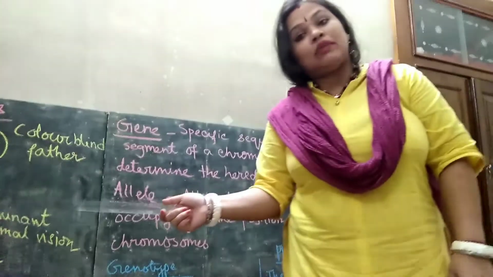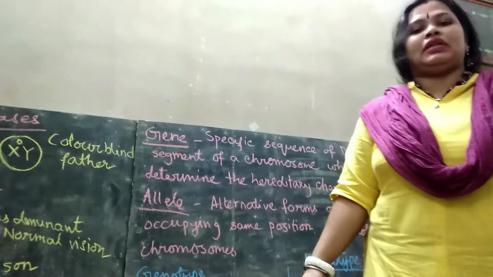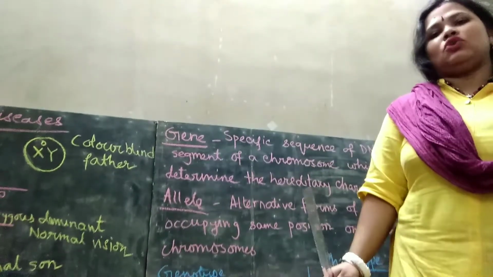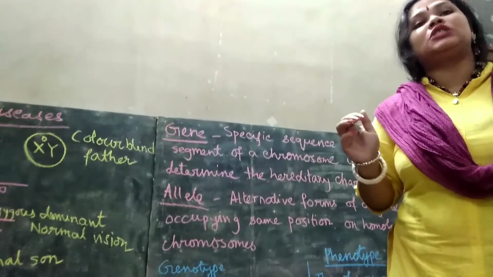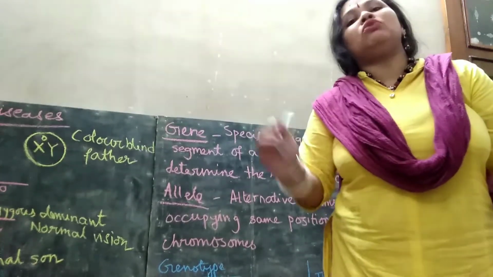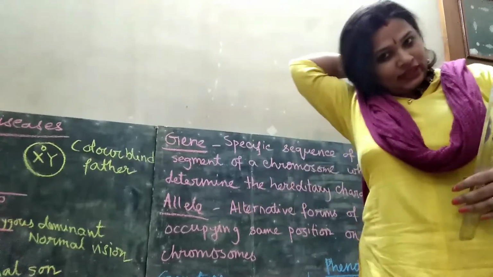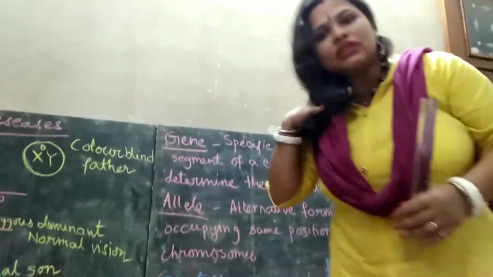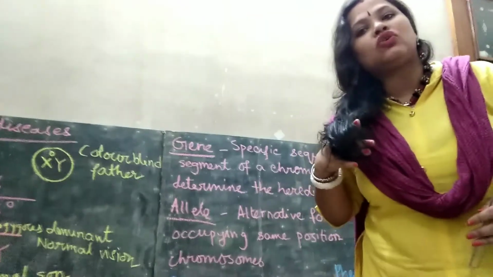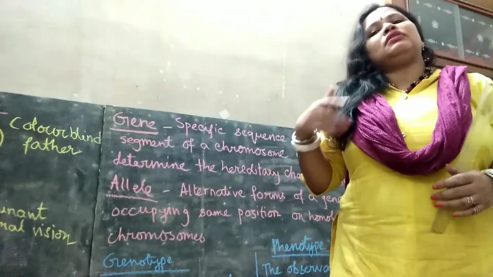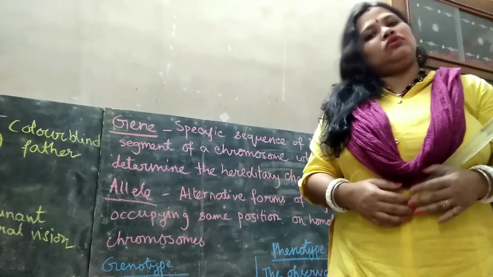I hope you understand. I have shown you colorblindness here, and the same thing goes with hemophilia. These two are sex-linked inheritance, where the defective gene is present on the X chromosome, the sex chromosome, so they are called sex-linked inheritance. I hope you have understood and written everything in your copy. In my next class, I will show you more videos related to genetics.